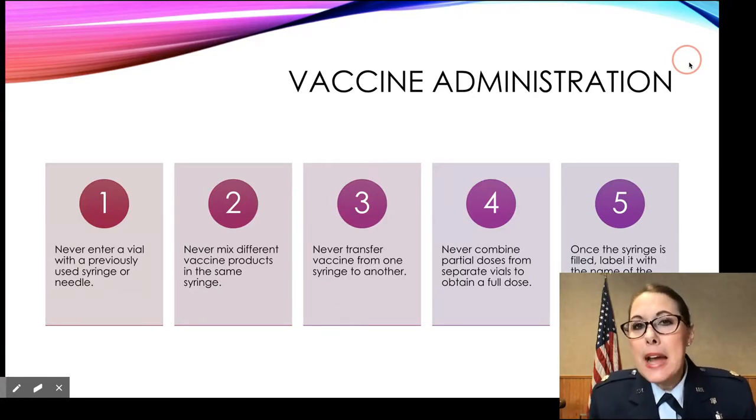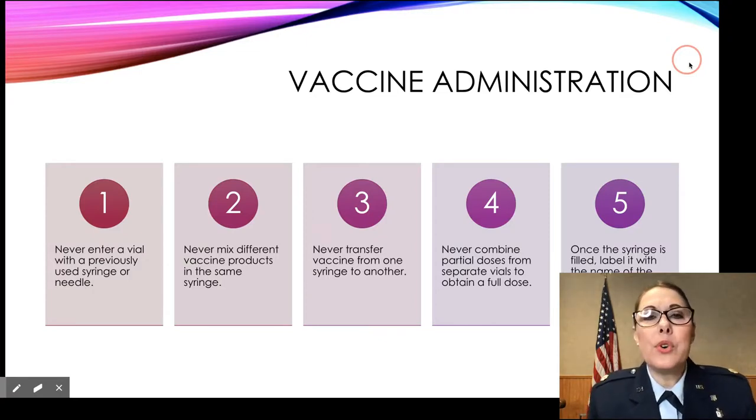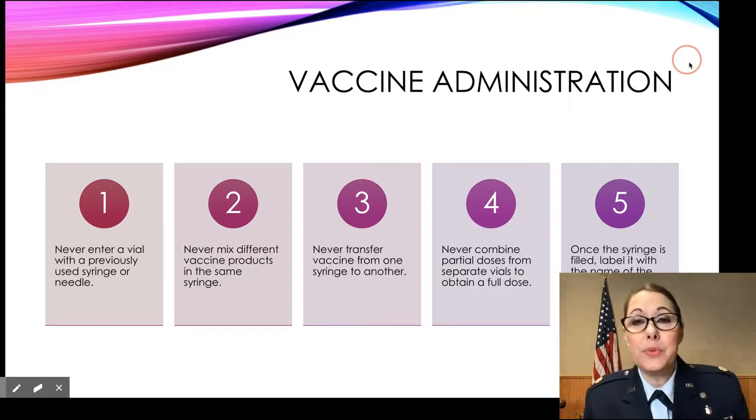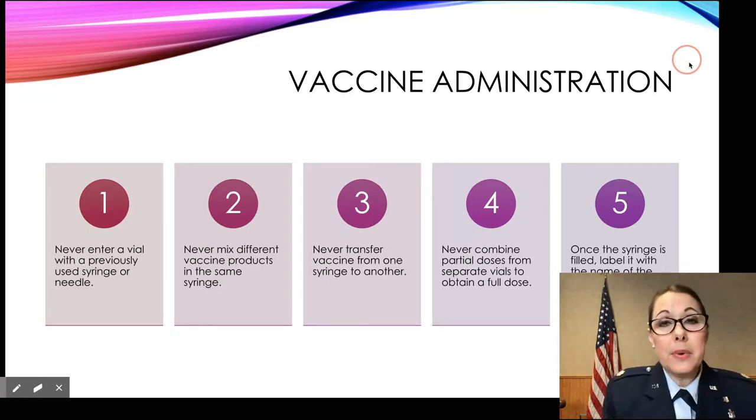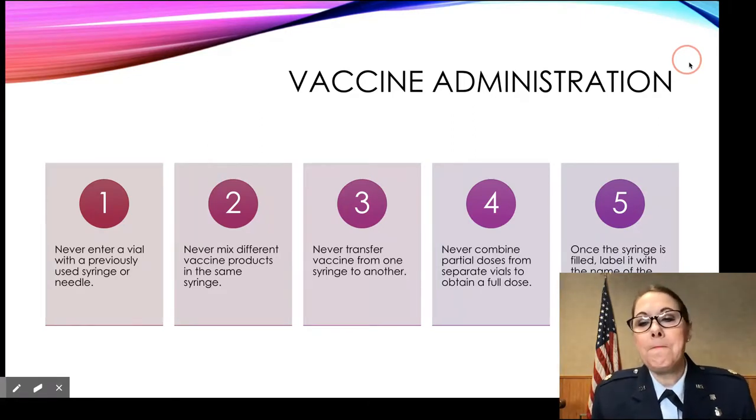Never combine partial doses. Sort of like the example I was giving before. You go to draw flu out of a multi-dose vial. There's only 0.2 and you need 0.5. You can't use that. You have to dispose of it. You can't pull 0.2 from one vial and 0.3 from another to make 0.5. It all has to come from the same vial.